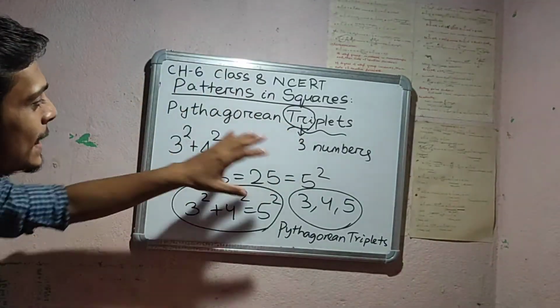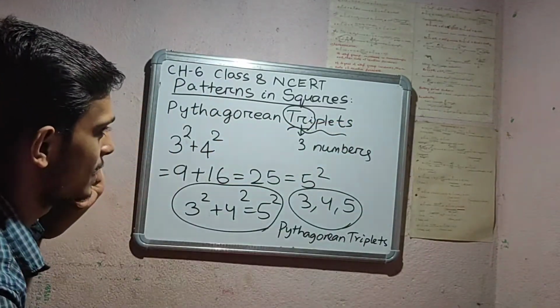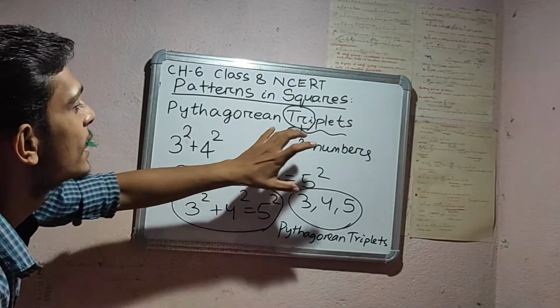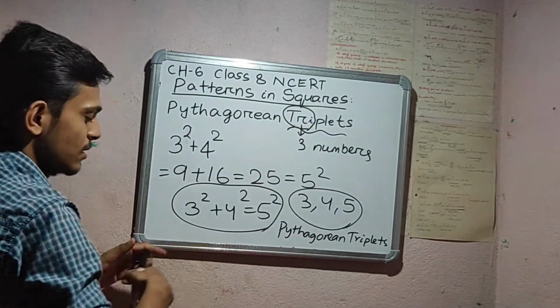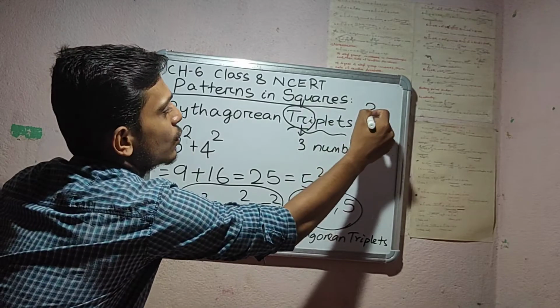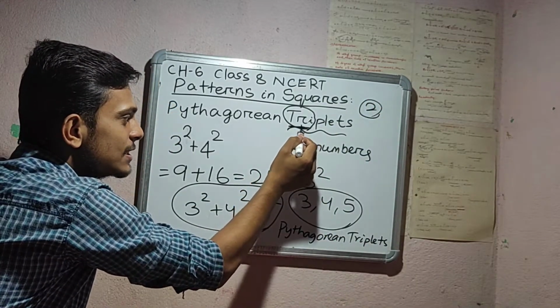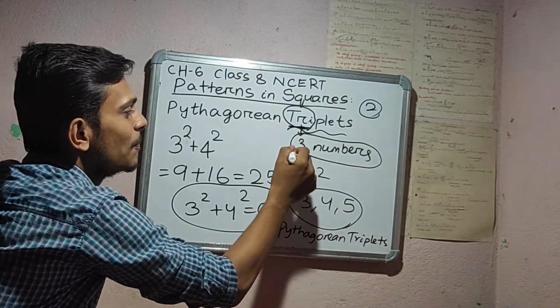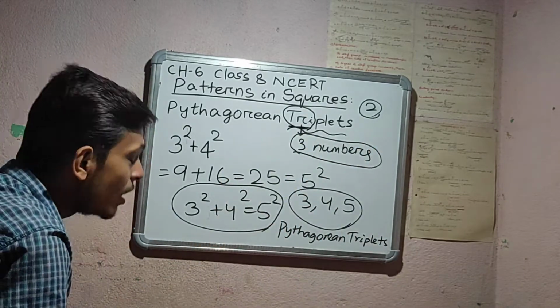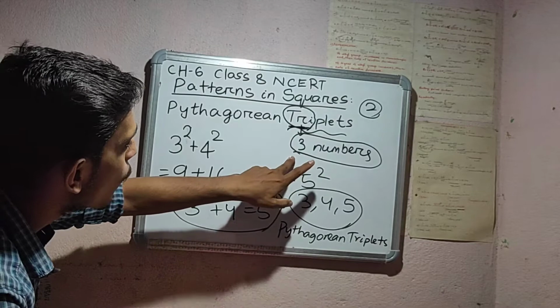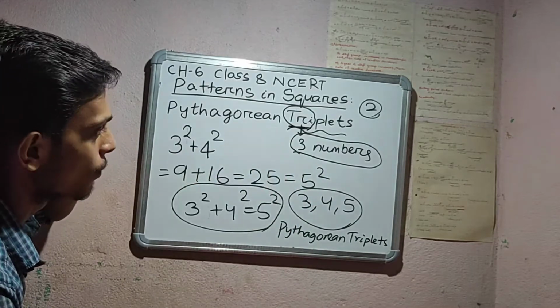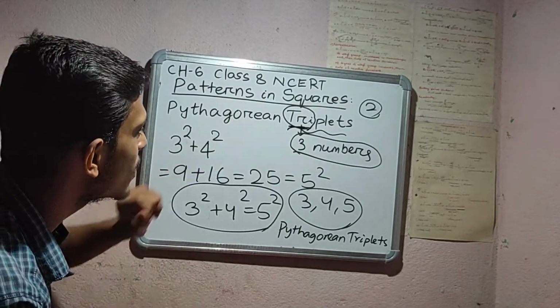Pythagorean triplet. You have to understand what a triplet is. Doublet means two numbers. Triplet means three numbers. We have to find the three numbers that obey the Pythagorean rule. What is the Pythagorean rule?